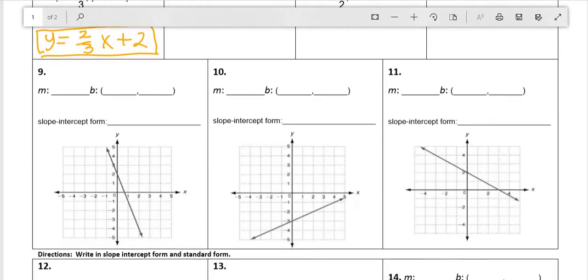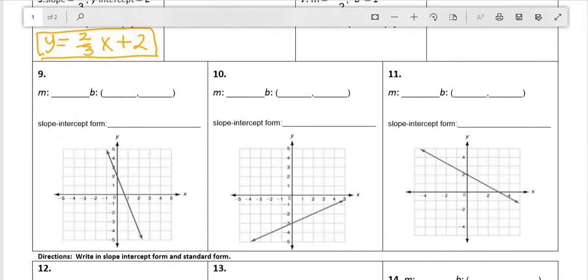Now, let's move on down right here. So in this first one, you see that we have to find the slope. So go ahead and see if you can find it first. Pause me and see if you can do this on your own.